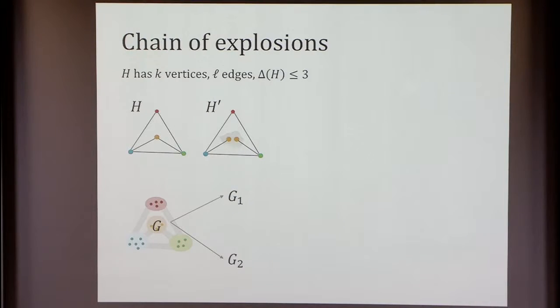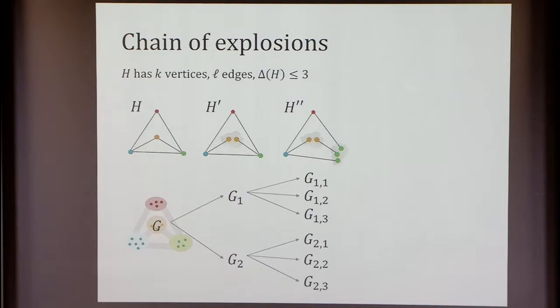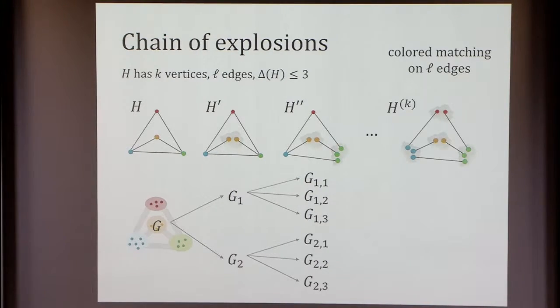But to count H prime copies in G1, we actually construct a new graph, H prime prime, where we explode this green vertex, and we get 3 new instances, such that this number can be recovered from these 3 numbers. We do the same for G2. And you can see that if you do this whole thing K times, then you have exploded all vertices. And you end up with a colored matching, because now every vertex has degree 1. This colored matching has L edges. And altogether, you have at most 3 to the K graphs. So this is an FPT reduction, because it runs in time at most 3 to the K.